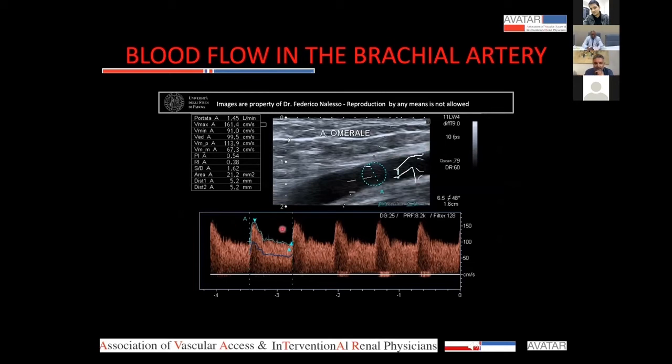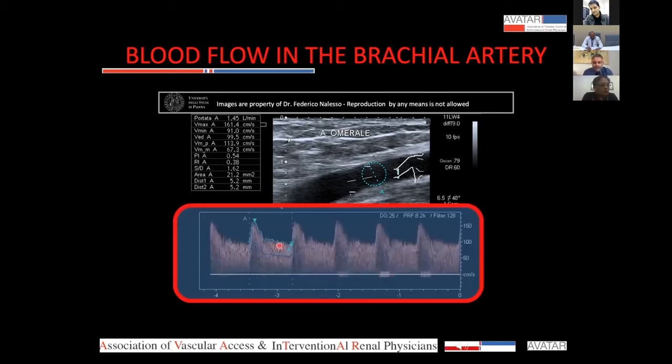We can see a monophasic wave with low resistance in the downstream of the artery. That means that the vascular access is working well without dysfunction because the blood flow is good. As you can see, having low resistance flow in the brachial artery means having a patent vascular access with preserved flow.